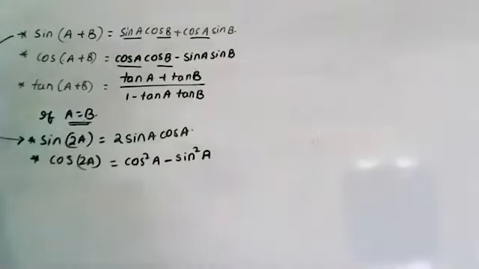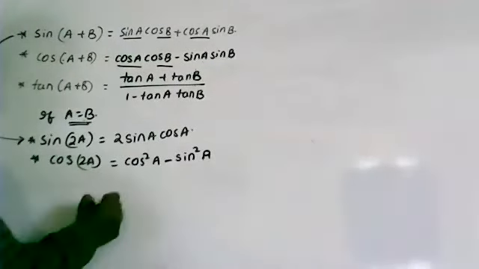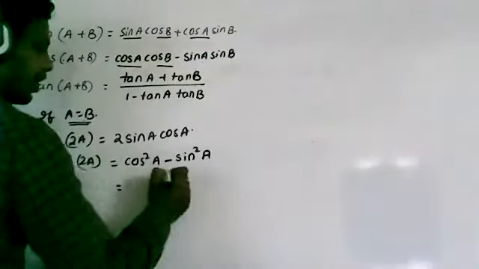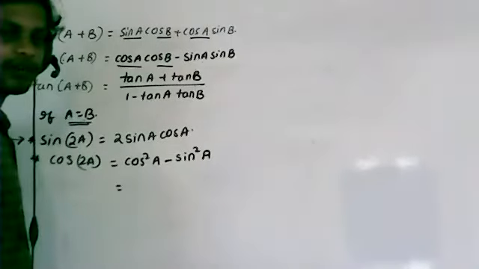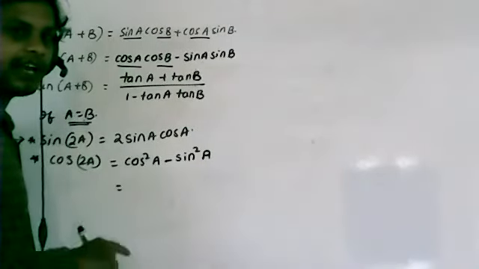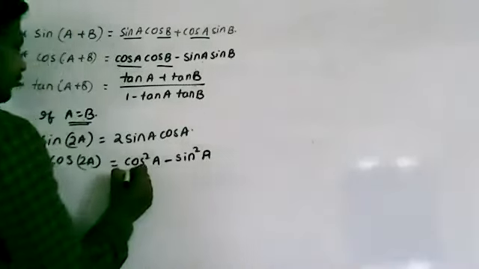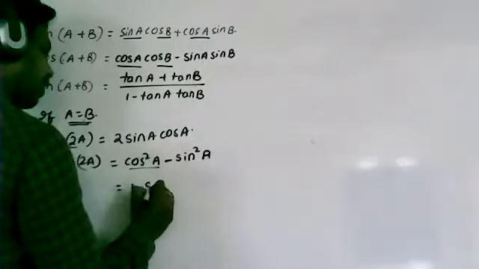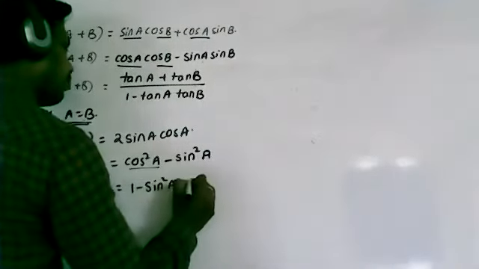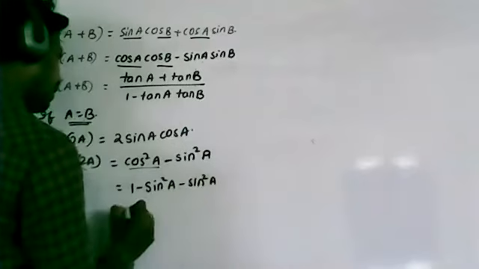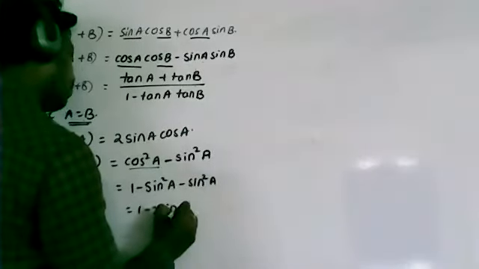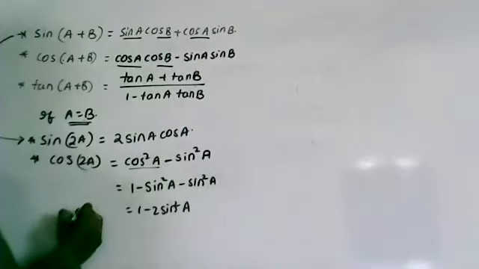I will tell you how to solve all the equations. Now we know that sin square theta plus cos square theta is equal to 1. Then cos square theta can be taken as 1 minus sin square theta. Therefore, cos square A minus sin square A can be taken as 1 minus sin square A minus sin square A, that is 1 minus 2 sin square A. So this is also a formula for cos 2A.